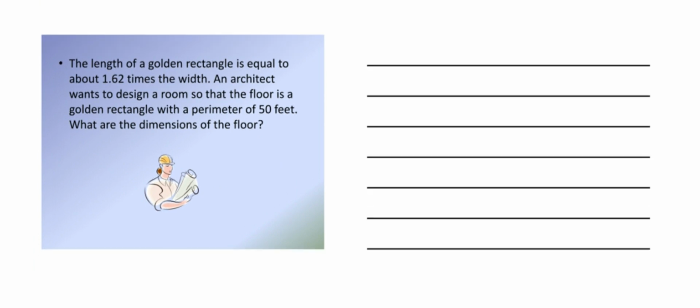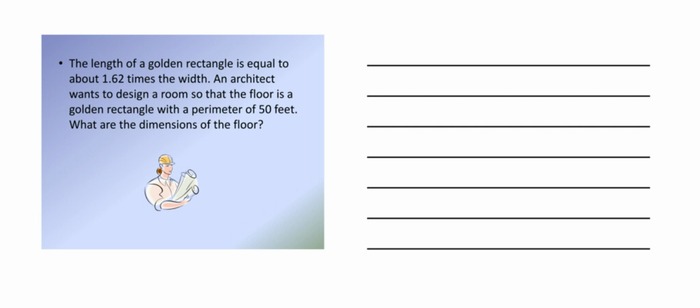So in this case, we have a word problem. I highly recommend you read word problems at least 2 to 3 times. It'll help you depict what's important and what's needed. So the length of a golden rectangle is equal to about 1.62 times the width. An architect wants to design a room so that the floor is a golden rectangle with a perimeter of 50 feet. What are the dimensions of the floor?